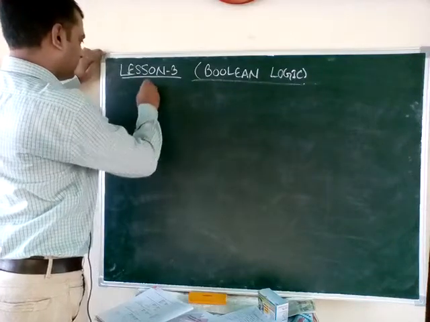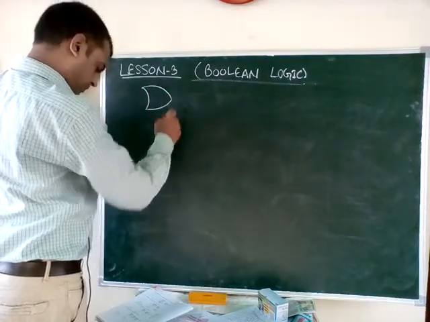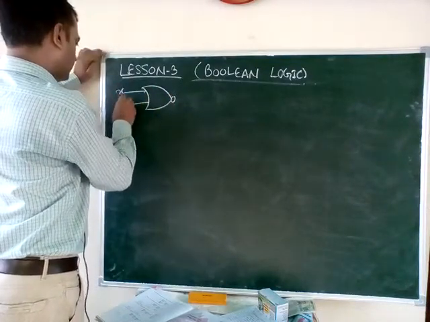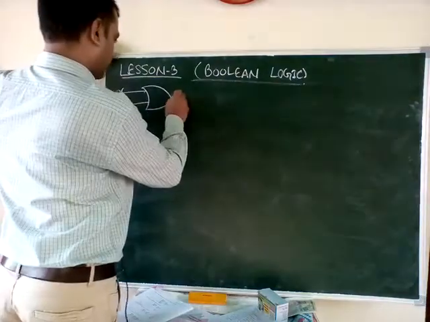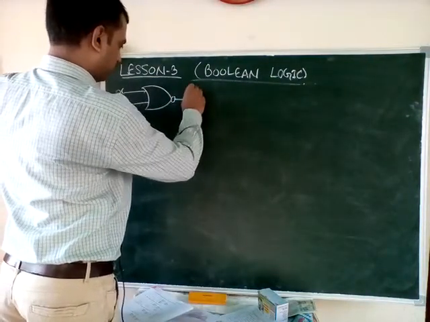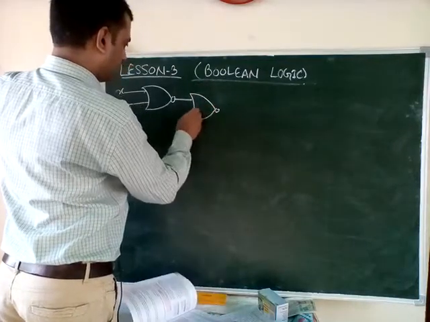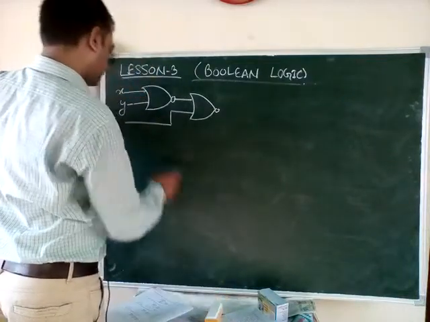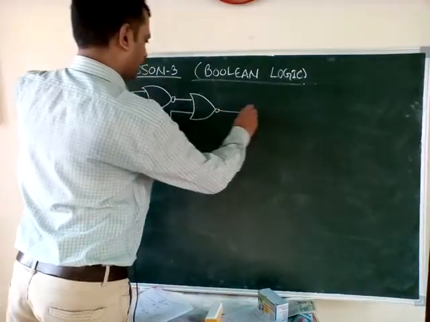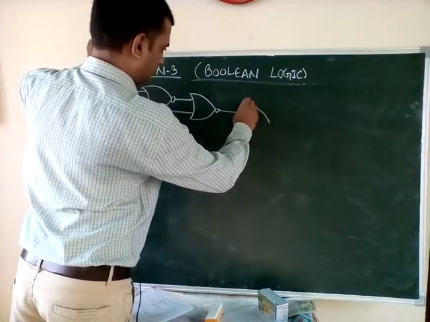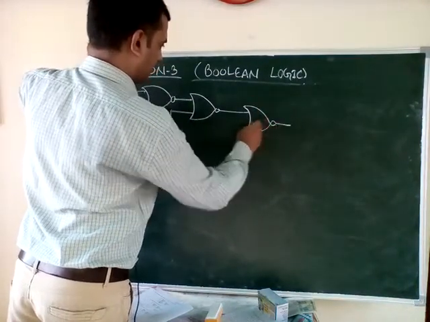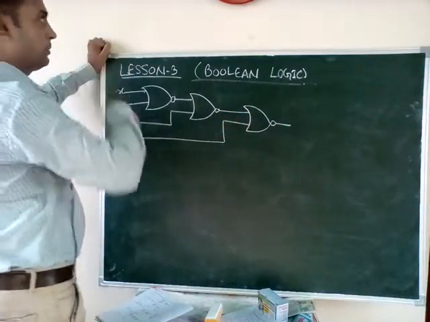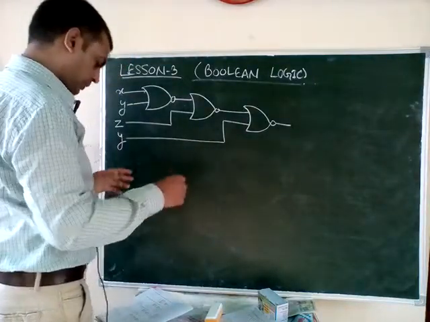One OR logic gate is given, with inputs x and y. One more NOR gate is given, with inputs z and one more, and in this it is y. So what will be the output in this case?